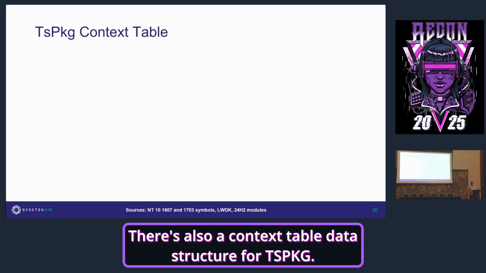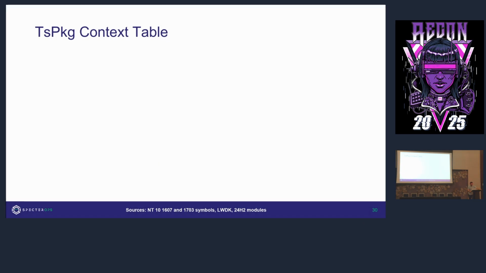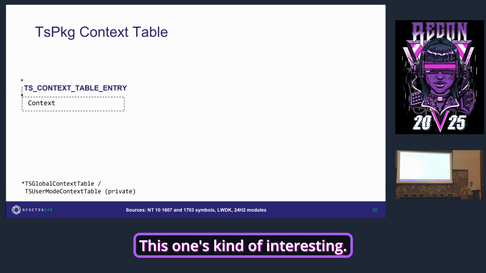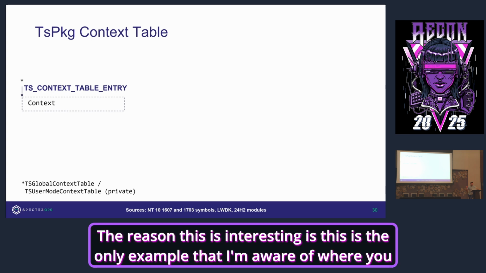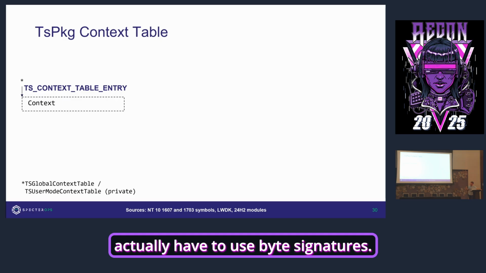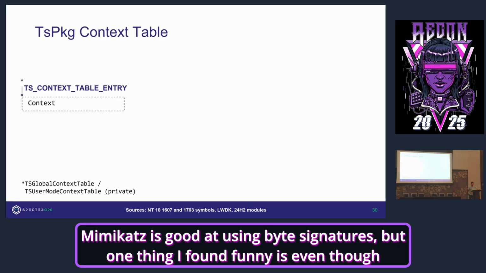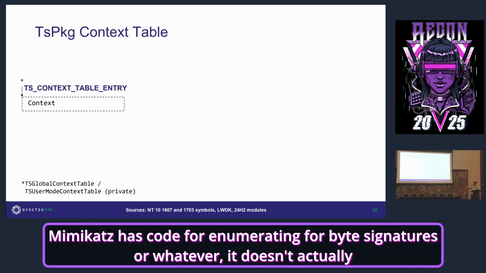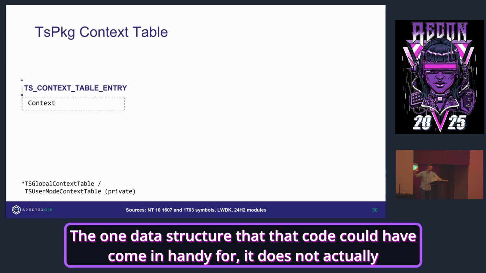There's also a context table data structure for TSPKG. This one's kind of interesting. The reason this is interesting is this is the only example that I'm aware of where you actually have to use byte signatures. Mimikatz is good at using byte signatures, but one thing I found funny is even though Mimikatz has code for enumerating byte signatures, it doesn't actually support this data structure. So the one data structure that code could have come in handy for, it does not actually enumerate.